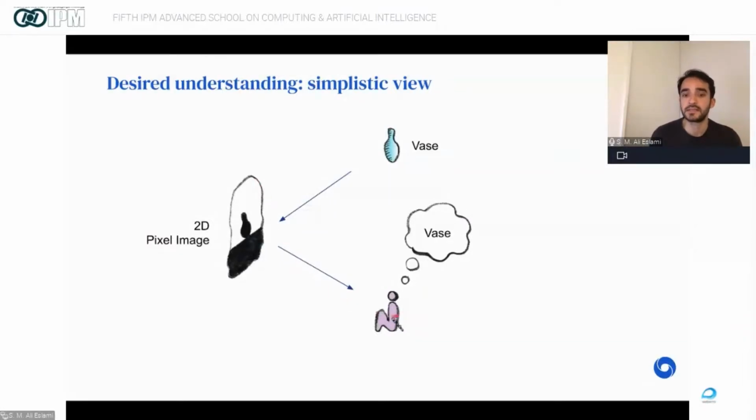And then what we want is we want the human or the computer to think of the concept of a vase in their head when they see this image. And in some sense, this is the computer vision problem, right? The problem of going from this image to this representation is computer vision.